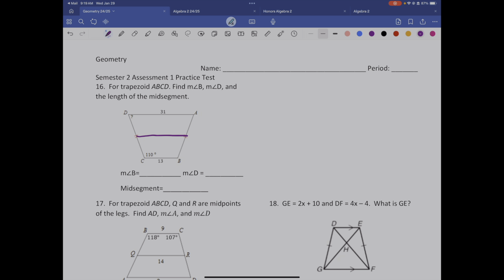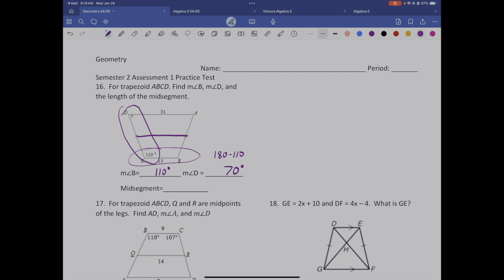So remember in a trapezoid, the leg angles here, until it's an isosceles trapezoid, it doesn't matter anyway. So the leg angles add up to 180, and the base angles of an isosceles trapezoid are the same. So angle B is easy. That's 110 degrees. To find angle D, the leg angles have to add up to 180. So 180 minus 110 is 70 degrees.